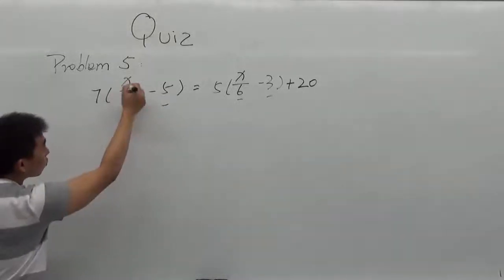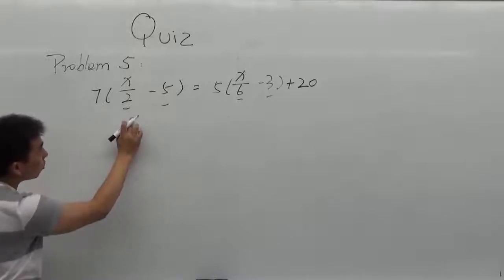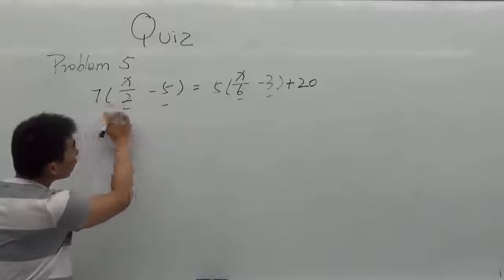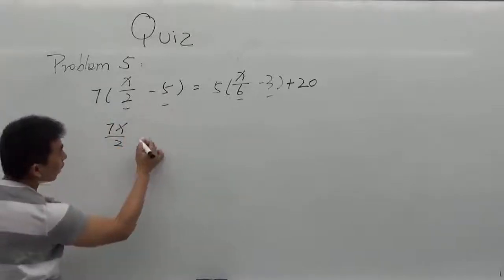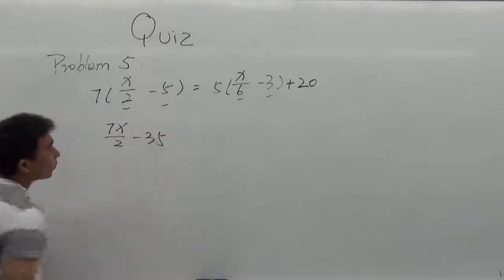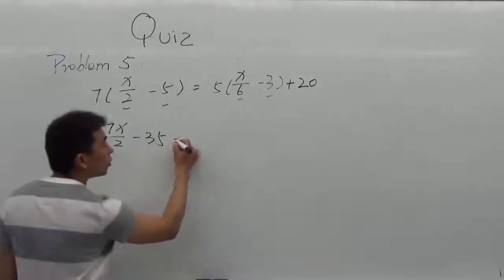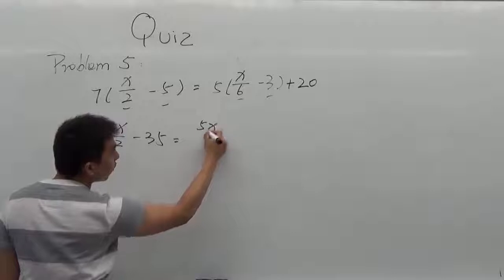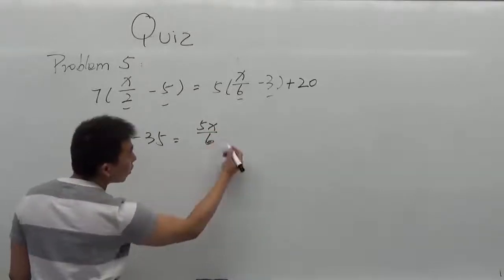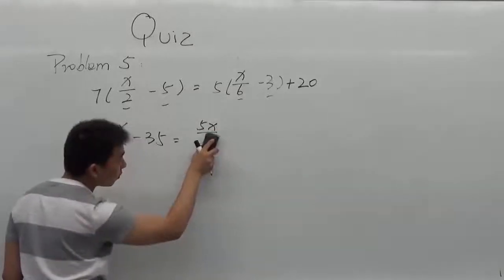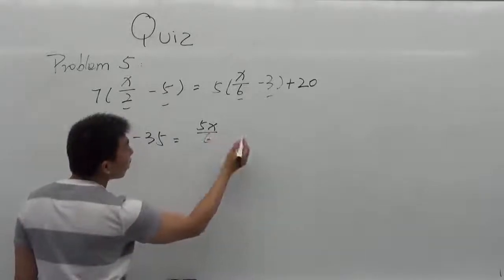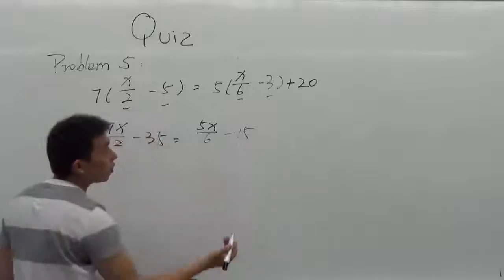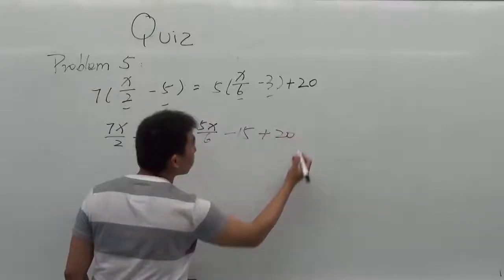7, we need to distribute it. So 7 times x over 2 gives us 7x over 2. Here is 7 times negative 5, that gives us negative 35. Then equals 5 times x over 6, that gives us 5x over 6. Then 5 times negative 3 gives us negative 15. Then plus 20.